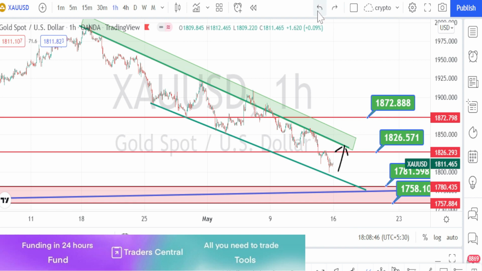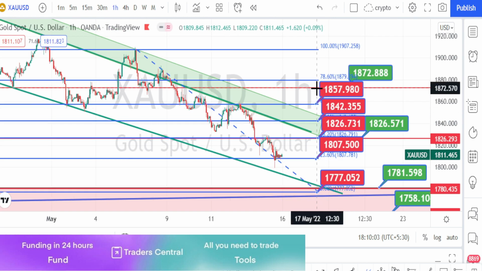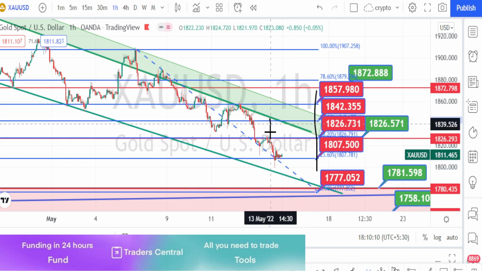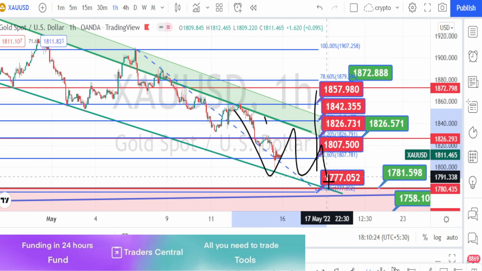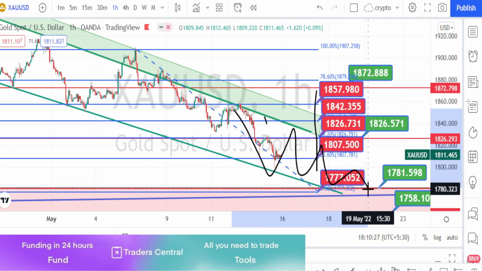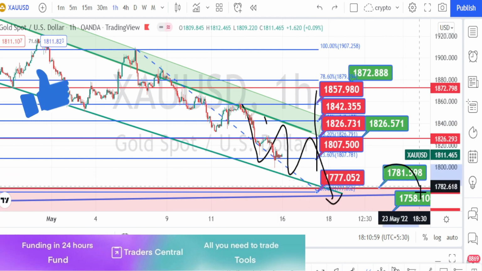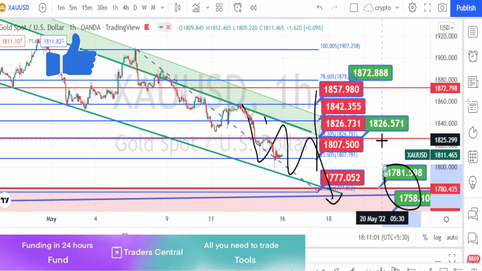Let us mark the support and resistance levels for the hourly time frame. The values in red color boxes are the resistance and support levels for the hourly time frame. As long as the price action is trading between this resistance and support line, it is still in a very strong bearish trend. The values in green color boxes are the higher time frame support and resistance levels.